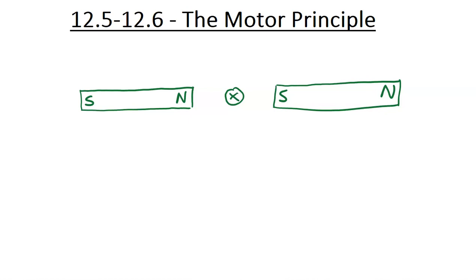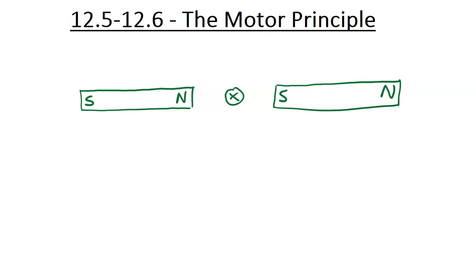Hi everyone, it's Mr. Hamilton here, and this video is on the motor principle. Now you'll notice we have two bar magnets and a wire carrying a current, in conventional current, into the page in front of us. And what I want to do is note the direction of those fields that are going to be formed around the wire and also between the north and south ends of the magnets.